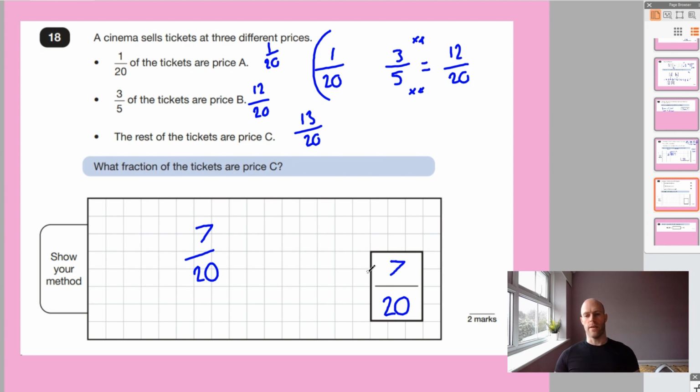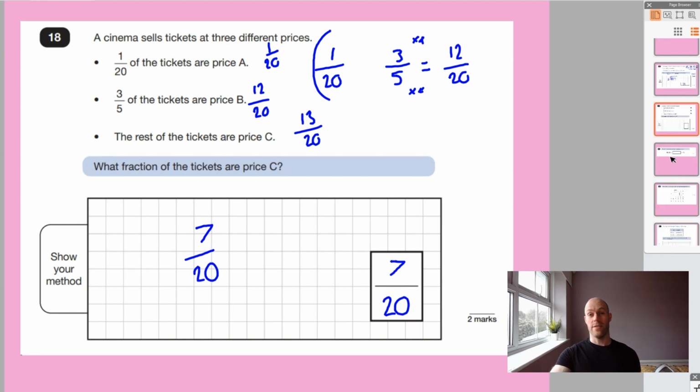I've got 7 20ths. The way I would just check whether I could simplify it is, can I halve both those numbers? Can I divide them both by 2? I can't do it with the 7. Also, can I divide both the numbers by the numerator? I can't divide both of those by 7. I'm just going to leave it there at 7 20ths. I can't simplify that anymore. We're doing well. This is a difficult paper. 2023 reasoning paper is difficult.